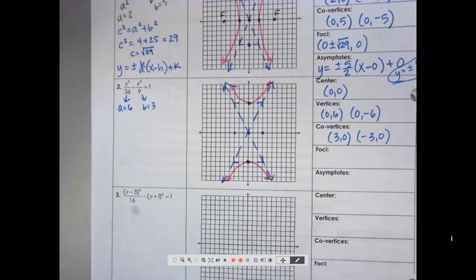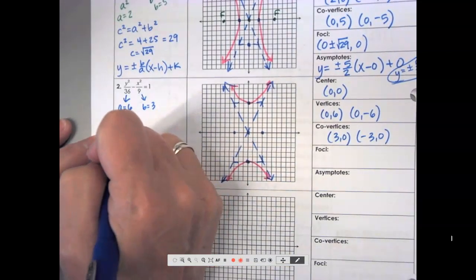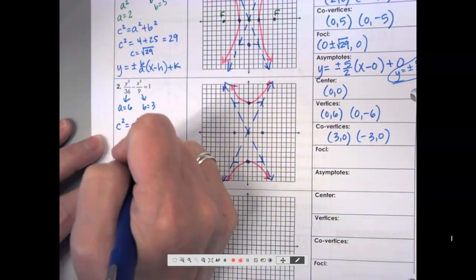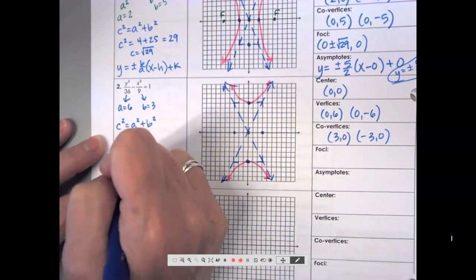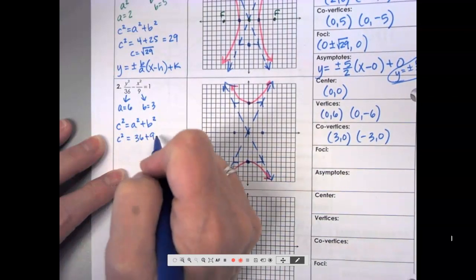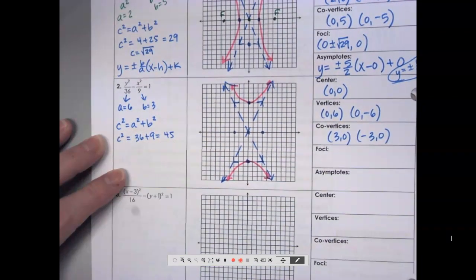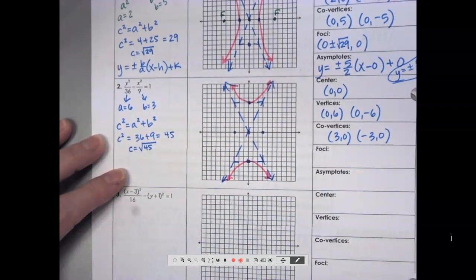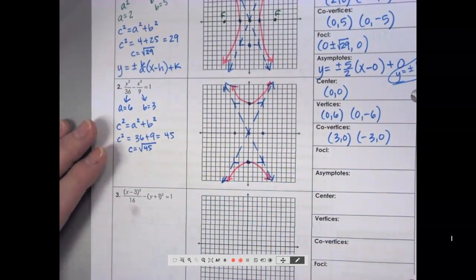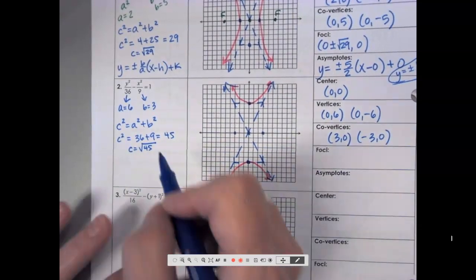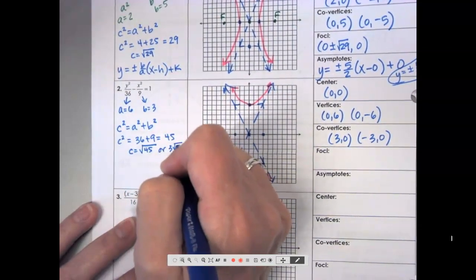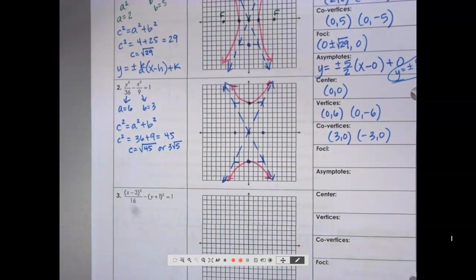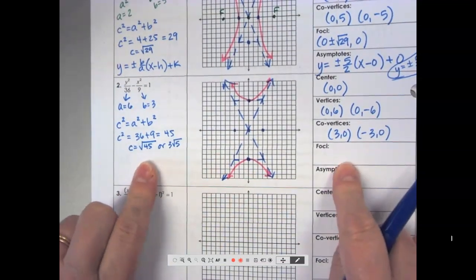Any questions so far? Okay, to find the foci, we have to find what variable? C. C squared equals A squared plus B squared. C squared equals 36 plus 9, which is 45. So C is the square root of 45. Now that does simplify because 45 is 9 times 5. So that can also be written as 3 square root of 5. Or you can leave it square root 45. Okay, and we will use that to write the foci.